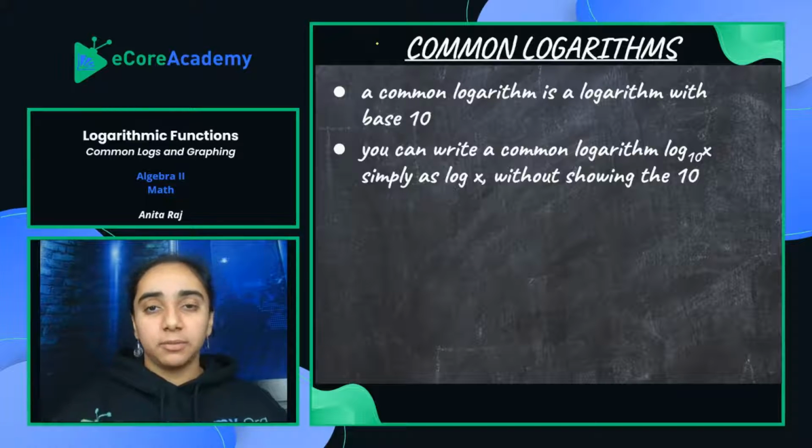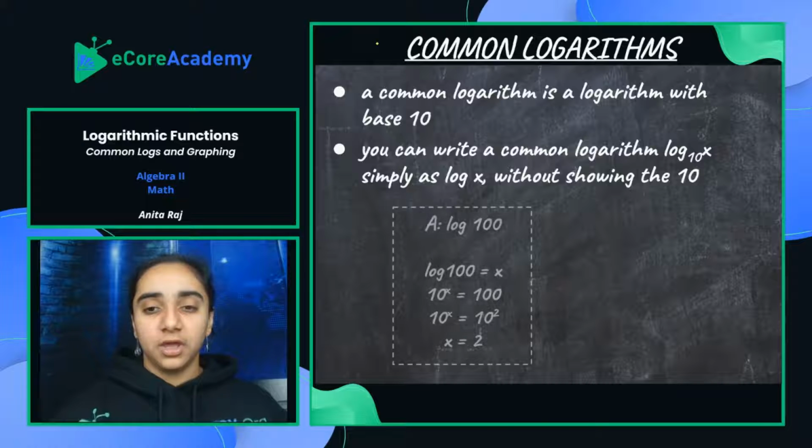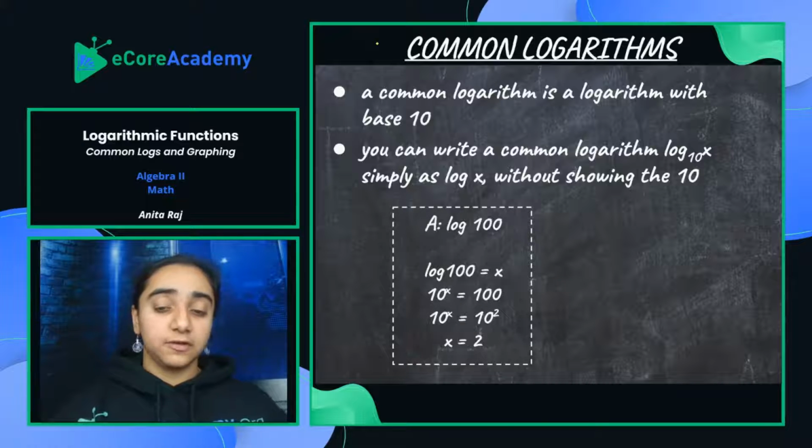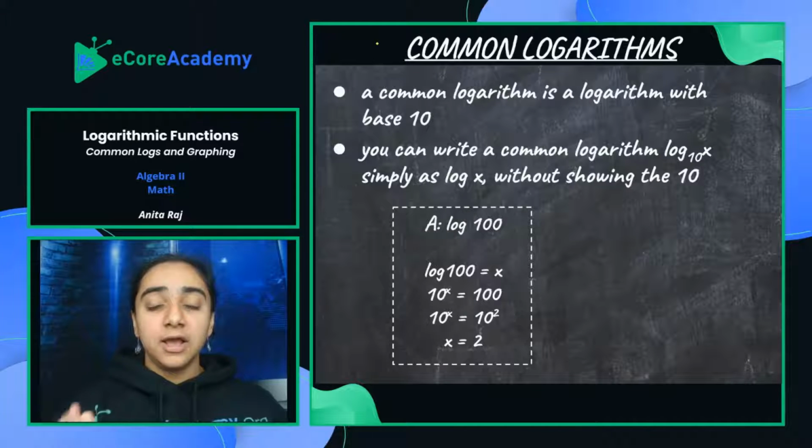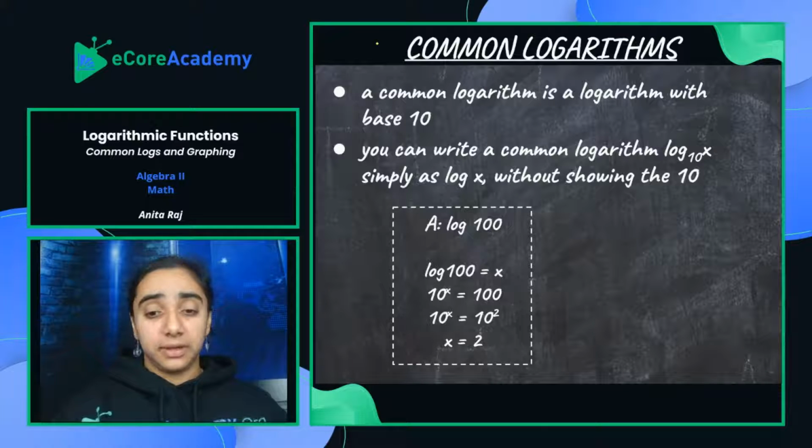So let's do two quick problems just so we're familiar with what base 10 looks like. The first problem is we're trying to find the common log, or log base 10, of 100, and I know this because there is no base actually written in this problem. There's no clear base indicated, so we automatically assume it's 10. So we're going to set log of 100 equal to x.